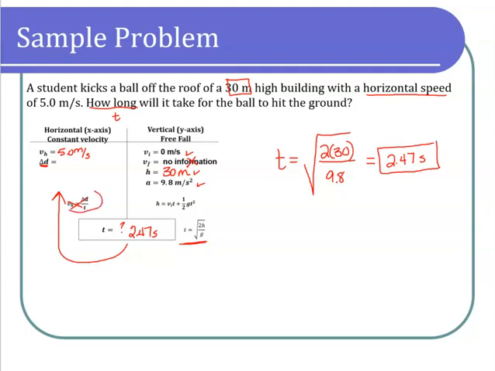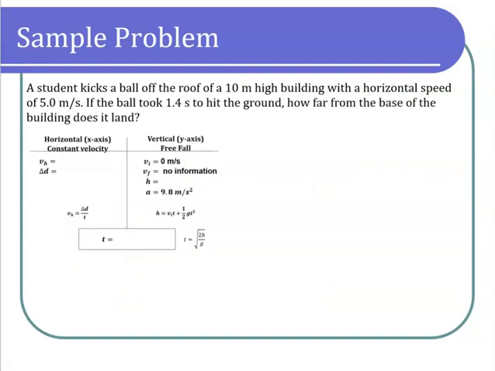By rearranging this equation a little bit and multiplying both sides by t, my distance is going to equal my horizontal velocity times time. So that would be 5 meters per second times my time of 2.47 seconds, and the distance would be 12.35 meters.